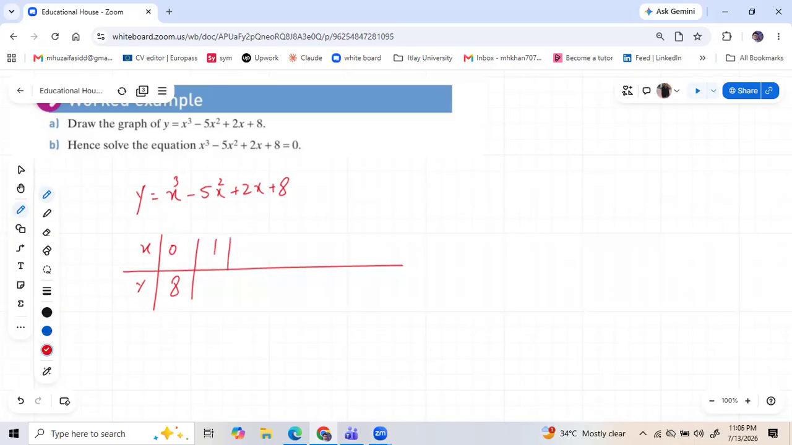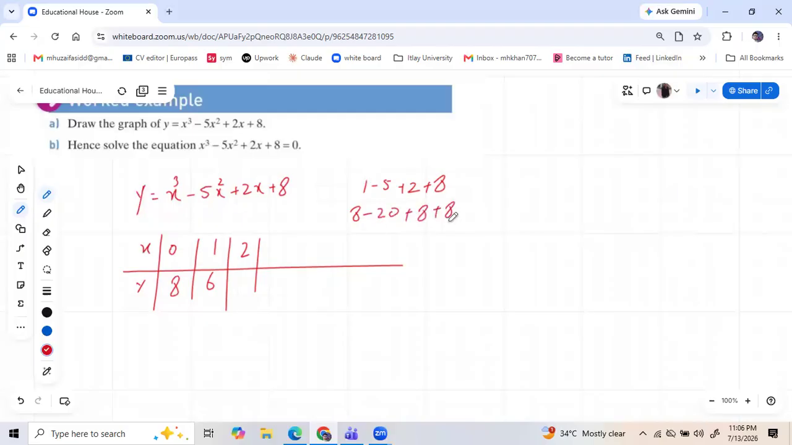When we are setting 1, look at it here, this is the 1. Here I'm drawing some rough sketch. 1, this is minus 5, this is plus 2, this is plus 8. Look at it here, 8 plus 2 is equal to 10, 10 plus 1 is 11, 11 minus 5 gives us 6. Now we are putting x is equal to 2, so 2 power 3 is 8, minus 2 power 2 is 4, 4 multiplied by 5 is 20, plus 8 plus 8.